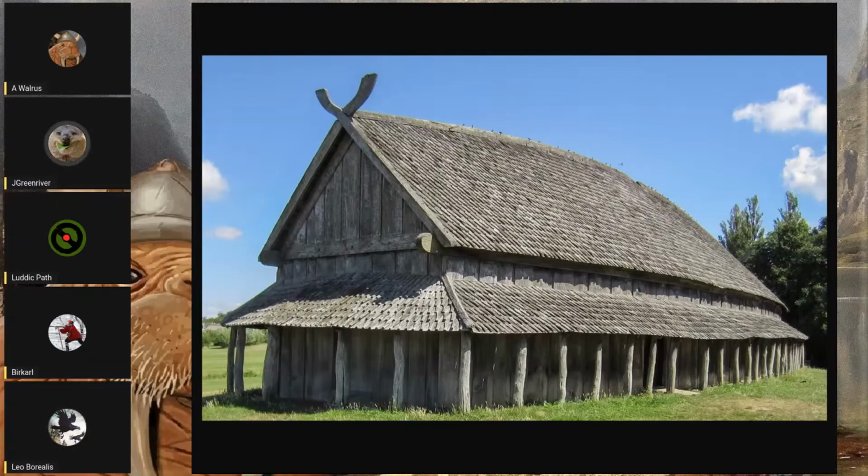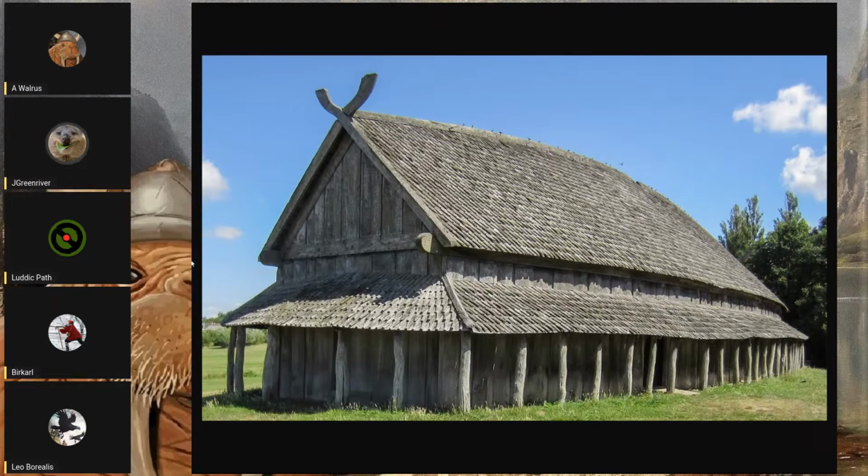All right, so this is a longhouse. This is from Trelleborg, which is near my hometown. And this, I believe, is a picture I've taken myself. It might not be, but it is of the same longhouse, so it doesn't really matter if I took it or not.